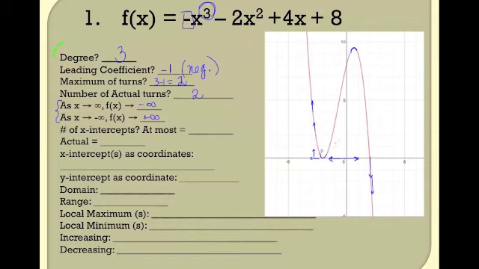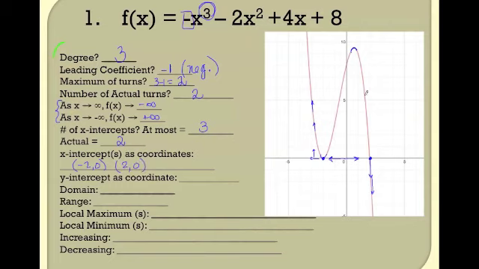The number of x-intercepts at most is the same as the degree. So at most there are 3, but in fact on our graph there are only 2. So the actual is 2. The x-intercepts are -2, 0 and 2, 0.